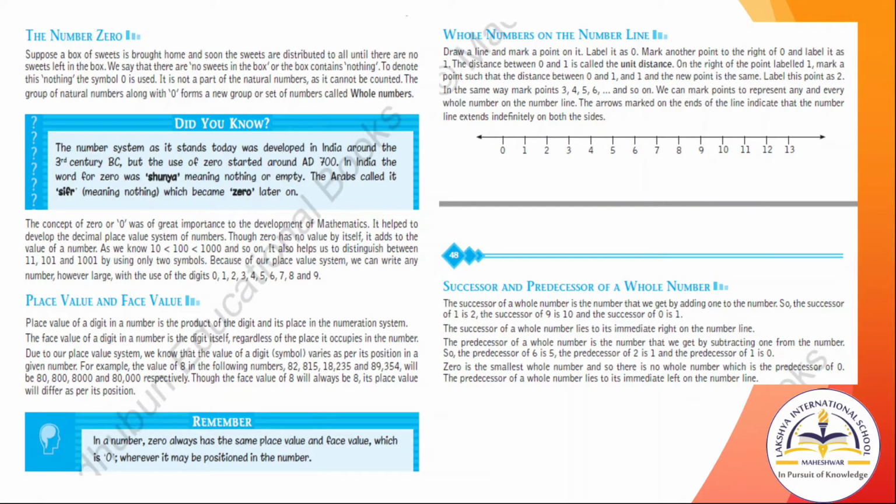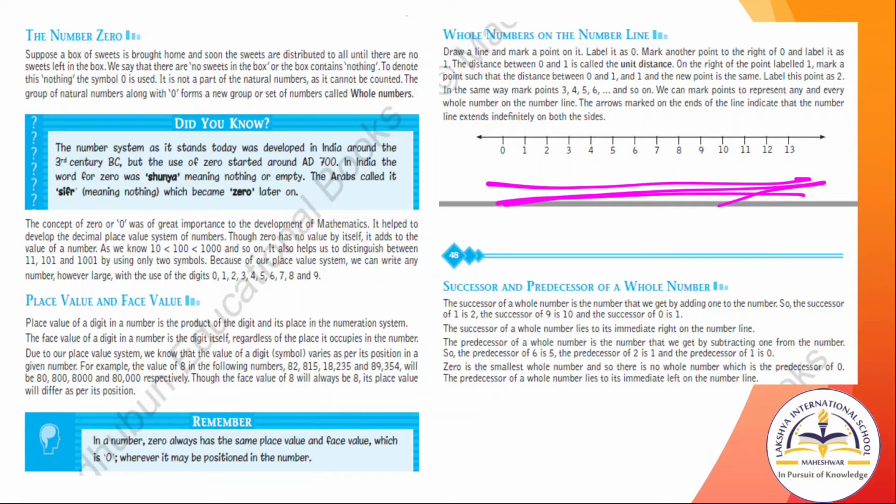And what are natural numbers? Natural numbers are 1, 2, 3, 4 to infinity. Natural numbers start from 1 and whole numbers start from 0 to infinity. Now, whole numbers on the number line. Here is the number line we made, and you can see it starts from 0 and goes on, to infinity.